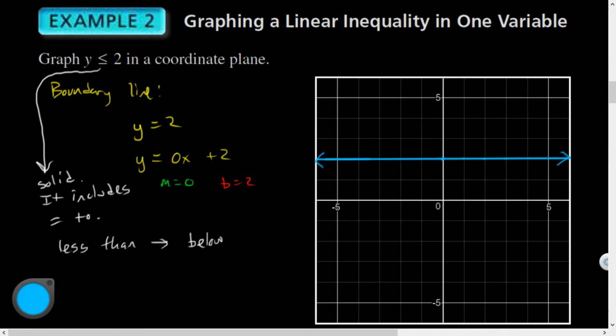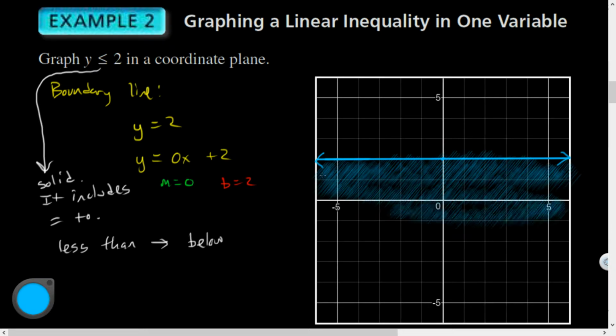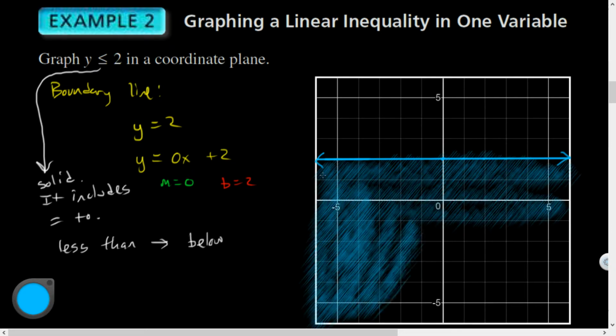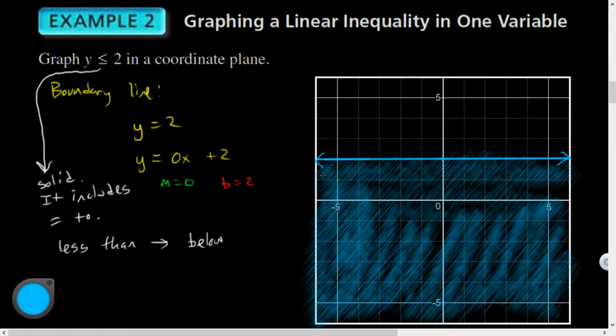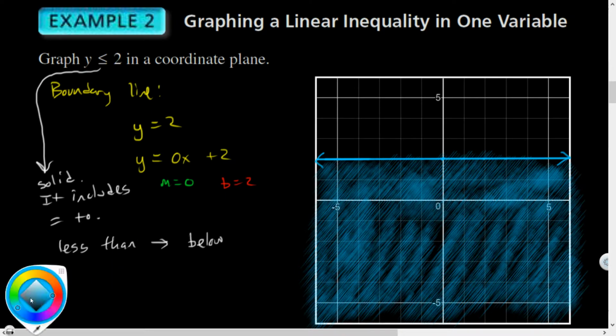So I'm going to grab my colored pencils, and here we go. Look at this. This is so cool. I'm going to shade below the line. And look at that. Thing of beauty. So you can color that in, and that means all of my solutions are everything in the blue. Okay?